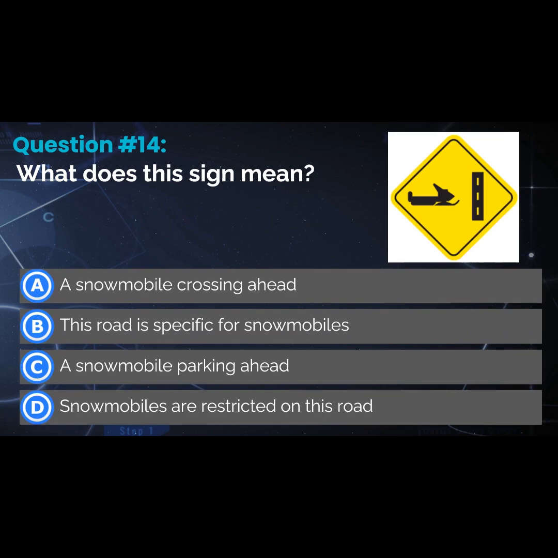Question 14. What does this sign mean? A. A snowmobile crossing ahead. B. This road is specific for snowmobiles. C. A snowmobile parking ahead. D. Snowmobiles are restricted on this road. The correct answer is A. A snowmobile crossing ahead.